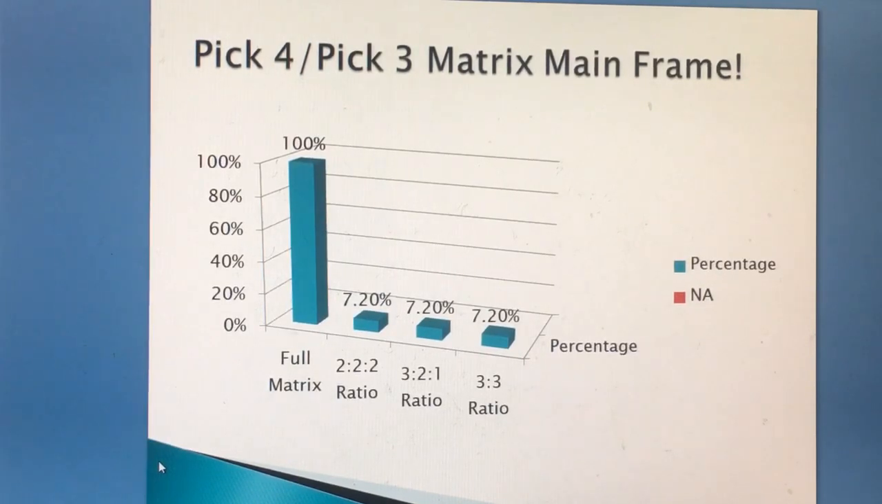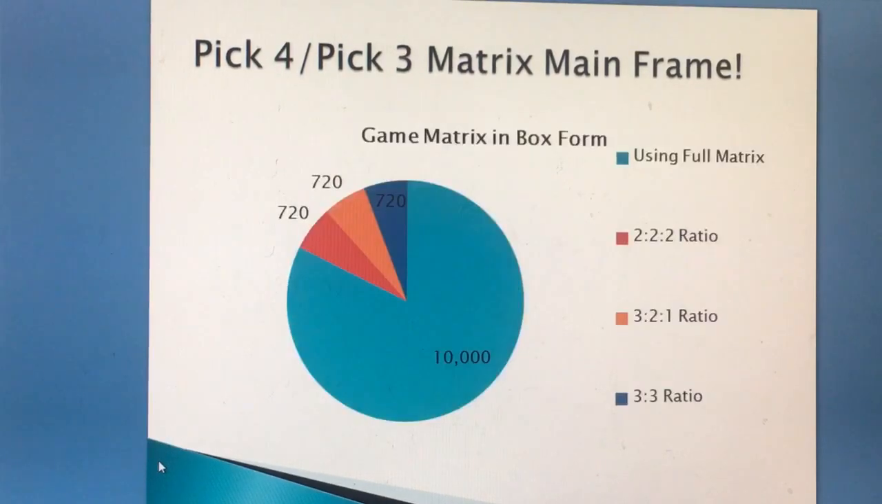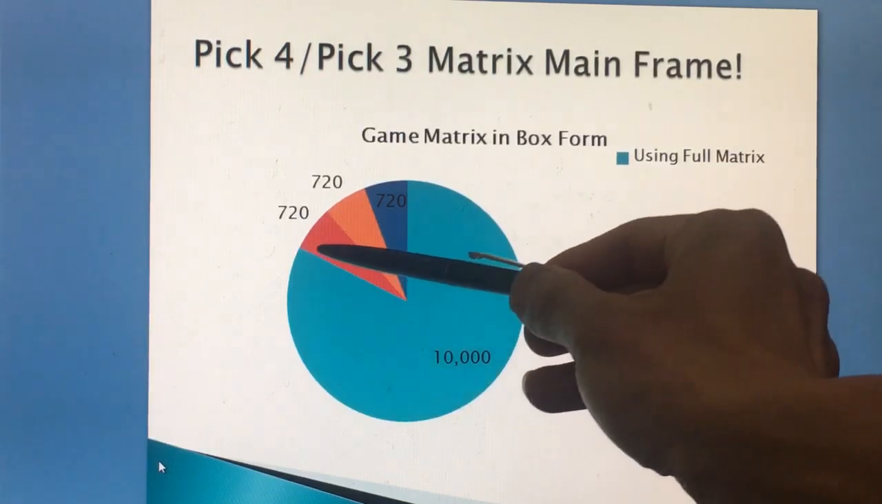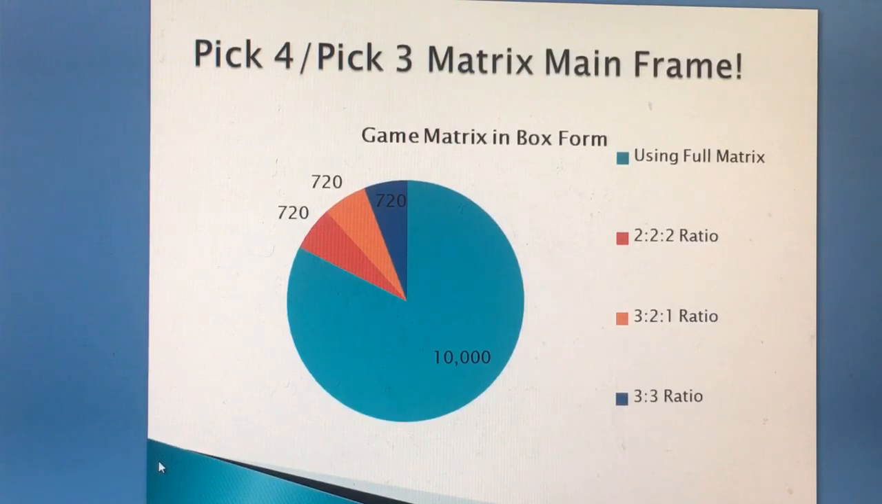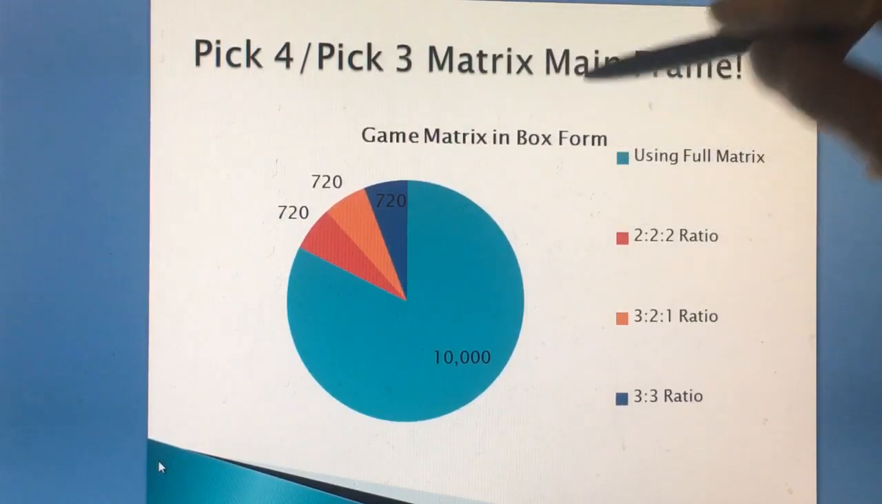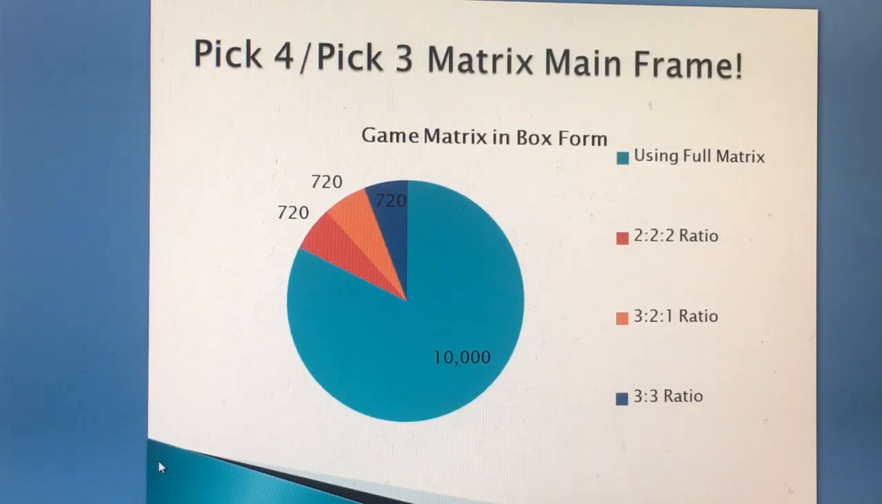Now, to give you more detail, using 100%, a full matrix, you're playing against a 10,000 number prediction. If you use a 2-2-2 ratio, you'll be only using 720 numbers box form over the 10,000 number matrix. Using the 3-2-1 ratio, you'll also be using 720 box combinations. And using the 3-3 ratio, you'll also be using the 720 box combinations out of the 10,000 number matrix.